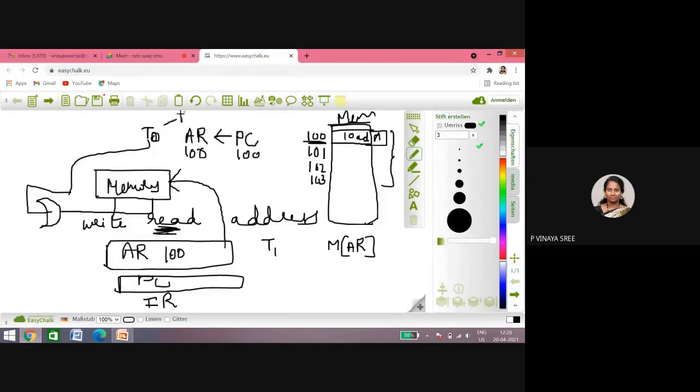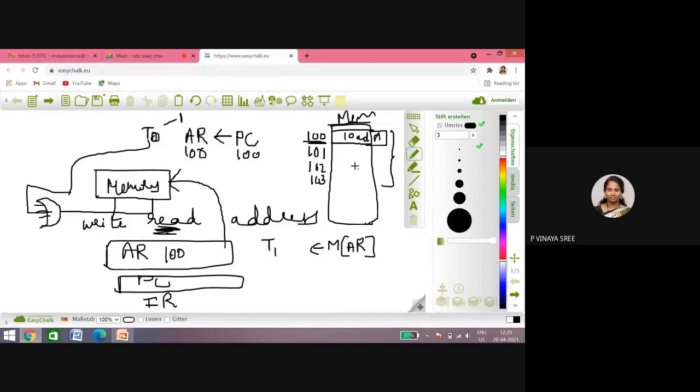Because when T1 is high, we are performing an operation: whatever contents we have in the program counter, 100, we are placing in the address register. So next, in order to place whatever we have in the address register inside the memory, this read must be high, enabled. So we are connecting this to one of the inputs of an OR gate so that this will be high.